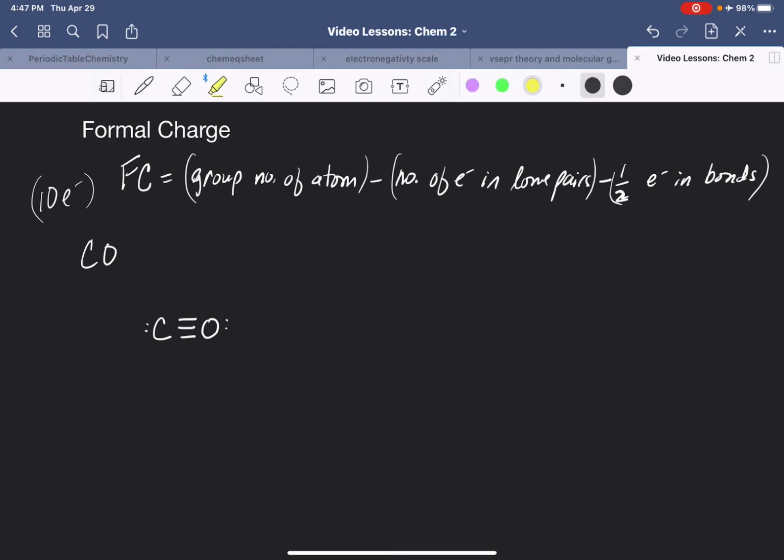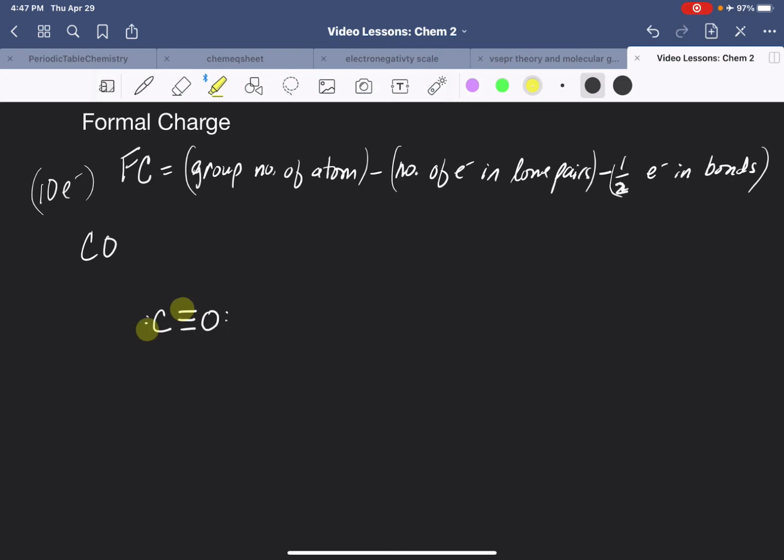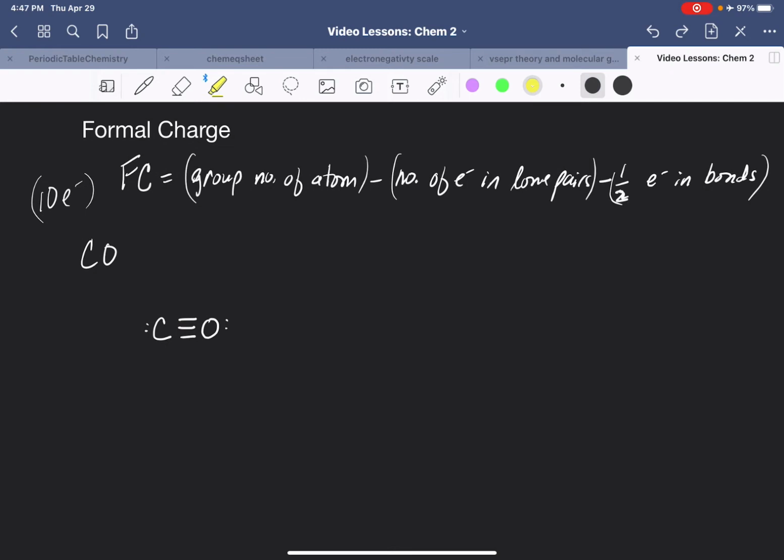Now, if we look at this, we've got 2, 4, 6, 8, 10. So that's the total amount of electrons. That's good. If we look at the octet rule, 2, 4, 6, 8. Very good. 2, 4, 6, 8. Very good. All right. So far, so good. Now let's take a look at formal charge and see if we can verify this.